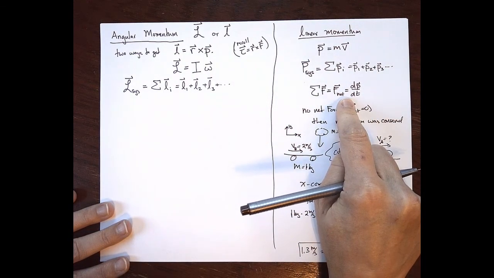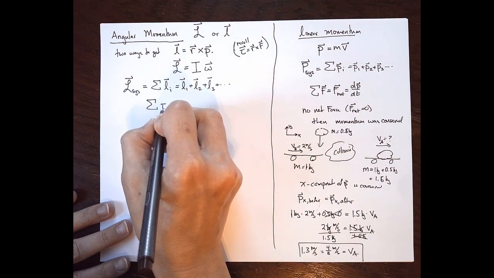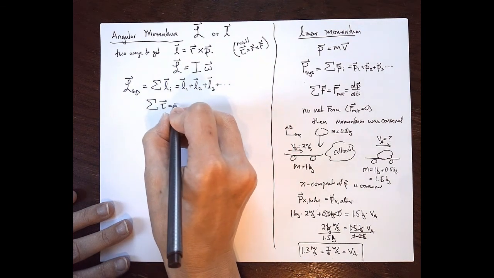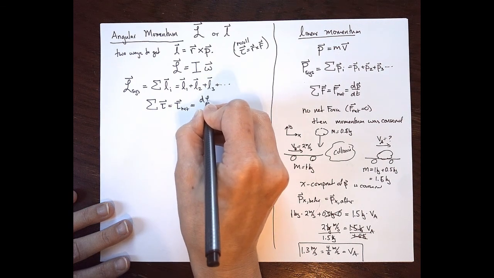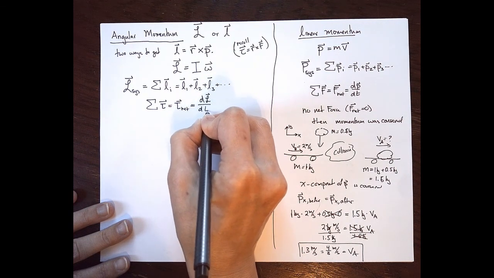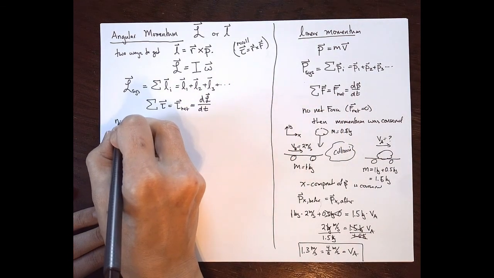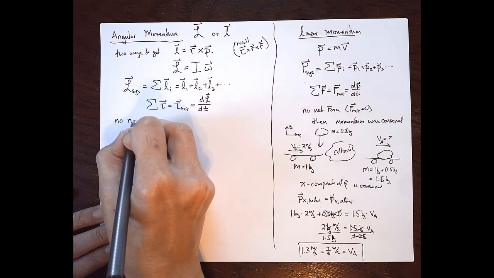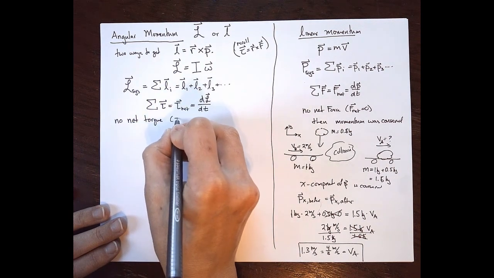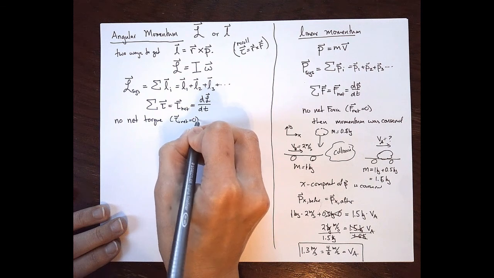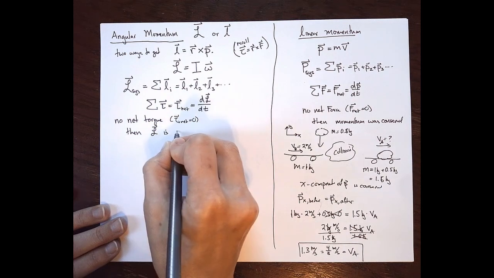And just as we had with linear momentum, with angular momentum the sum of all of the torques acting on an object, or the net torque, is equal to the change in the angular momentum. So just as we did for linear momentum with no net force, meaning there was a conservation of linear momentum, if there's no net torque, if the net torque is equal to 0, then the angular momentum is conserved.